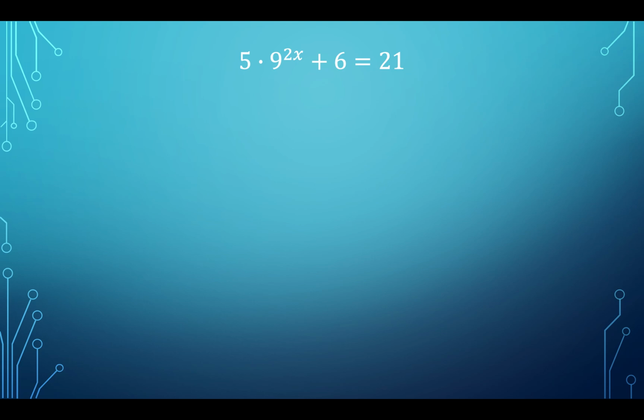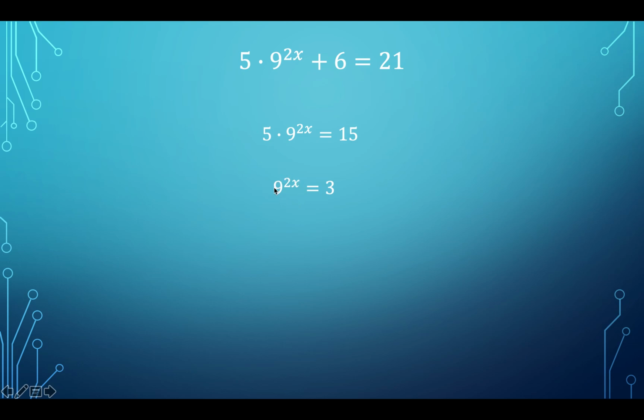How about this one? 5 times 9 to the 2 times x power plus 6 is equal to 21. First thing I would do is subtract 6 from both sides. So when we do that, minus 6 over here, minus 6, now we're left with 5 times 9 to the 2x power is equal to 15. Next, we're going to try to get this 9 to the 2x power by itself. So what do we have to do with this 5? Divide each side by 5, and now we're left with 9 to the 2 times x power is equal to 3.